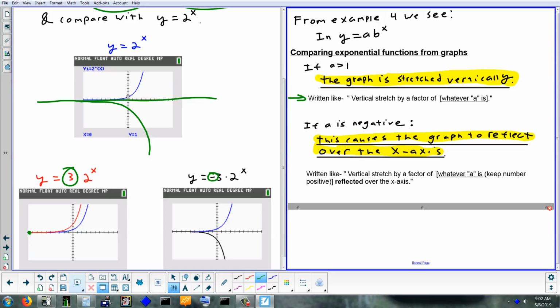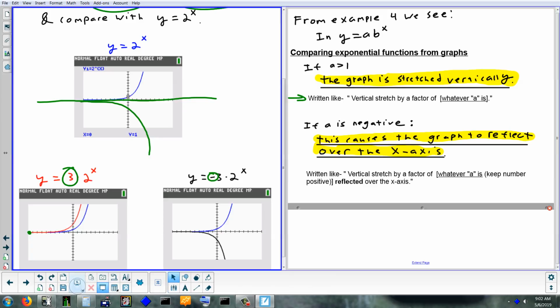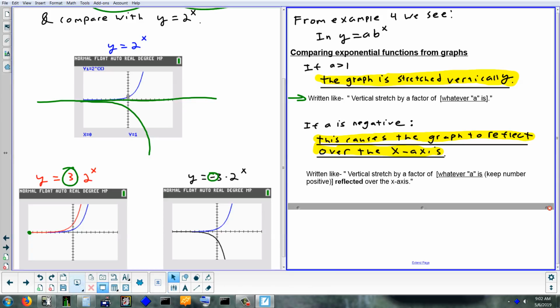I can't make it bigger. So, it says written like, and then it says vertical stretch by a factor of A. That part stays the same, but you have to add one more thing. And it's reflected over the x-axis. Okay, reflected over the x-axis.